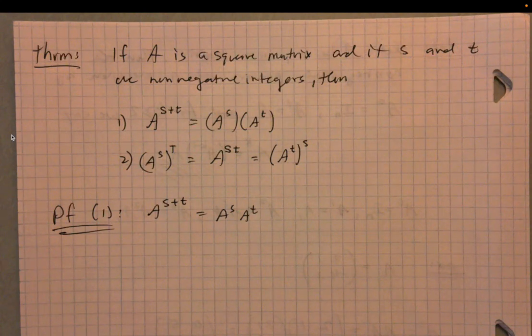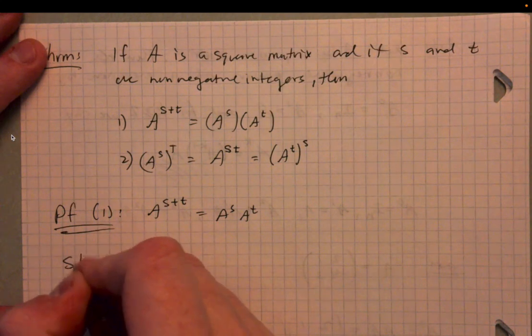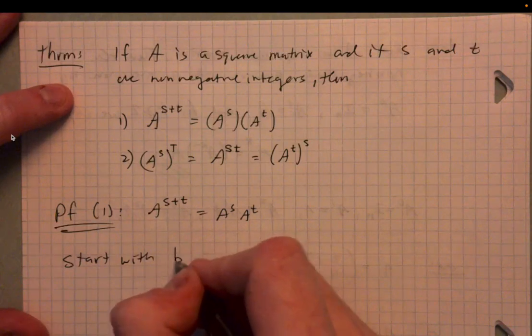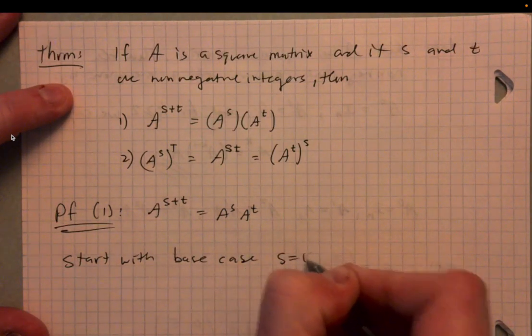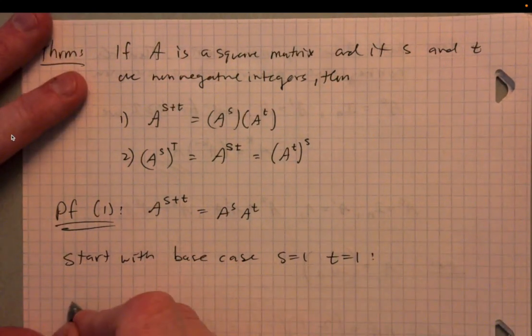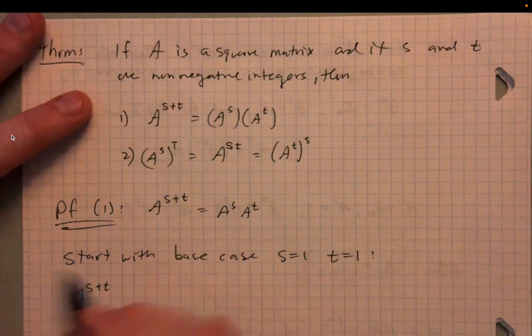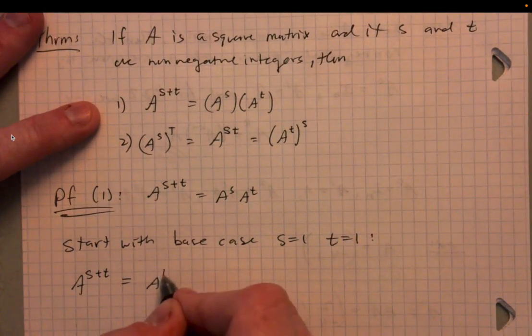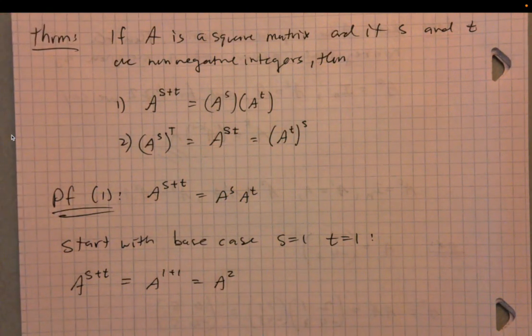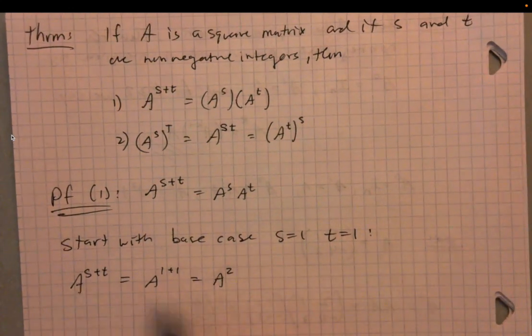Okay, so with induction, we want to start with a base case. This is actually really easy to prove. So we'll start with the base case, S equals 1 and T equals 1, and we'll show that it's true for S equals 1 and T equals 1. A to the S plus T, in this case, is equal to A to the 1 plus 1, which is equal to A squared, just adding the exponents, since they're integers, so we can add them together.